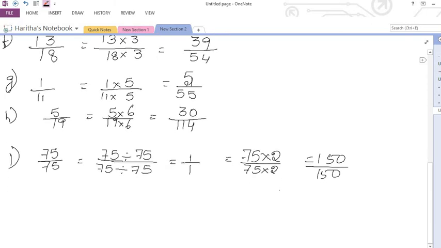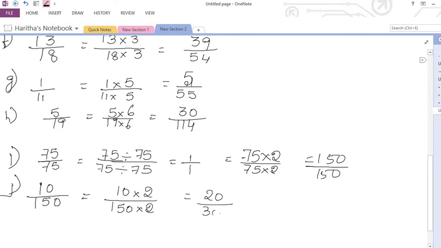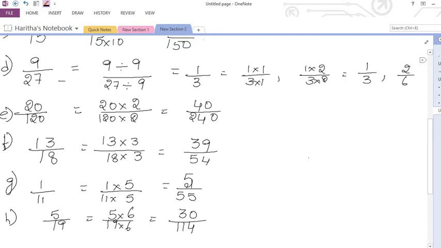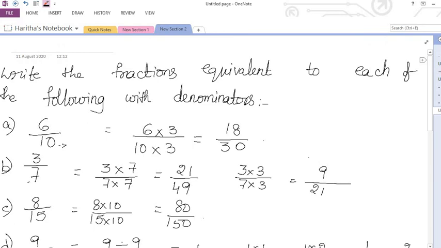And the last one we will go with 10 by 150. So 10 2s are by 150 2s are. 10 2s are 20 by 150 2s are 300. So this is the way we are going to do this. Isn't it easy, children? Just like your normal equivalent fractions, like your first 5 equivalent fractions, in the same way we are going to solve this.